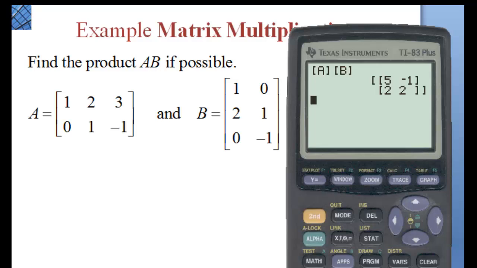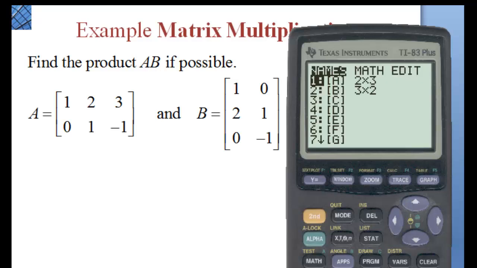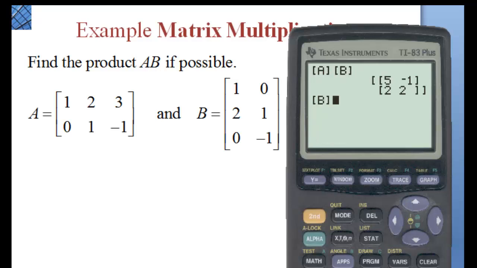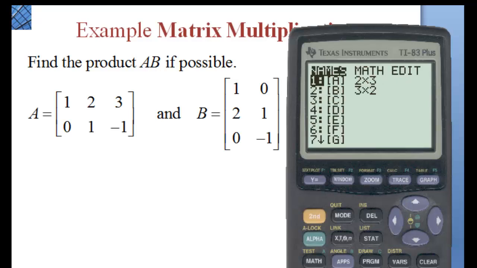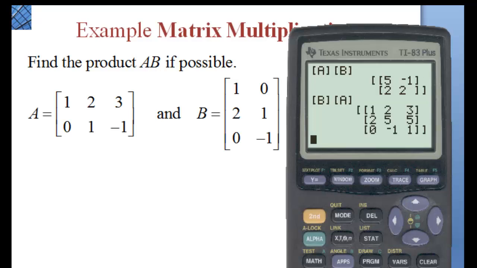We'll go second matrix B, enter, second matrix A, enter. If we do B times A, we get 1, 2, 3, 2, 5, 5, 0, negative 1, 1. Let's try this by hand.